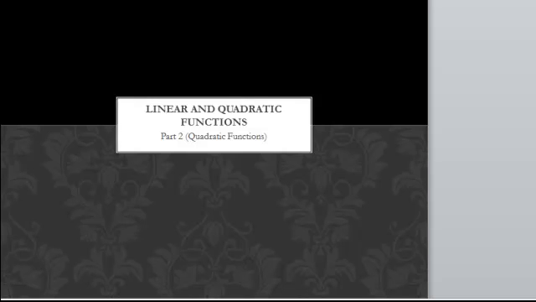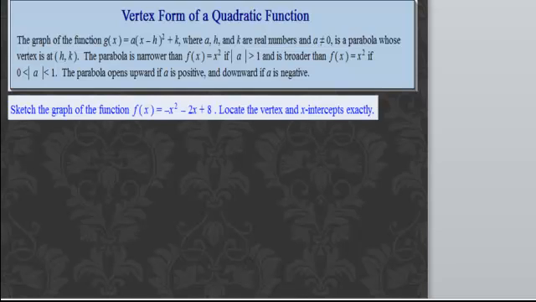This is the second part of the linear and quadratic function section. Earlier we were talking about the different ways that you could look at a quadratic function and know if it shifted up, down, right, left, or if it's stretched, and all of that sort of thing. Well, here we're going to be focusing on the vertex form of a quadratic function.